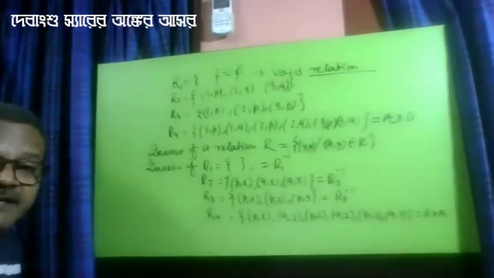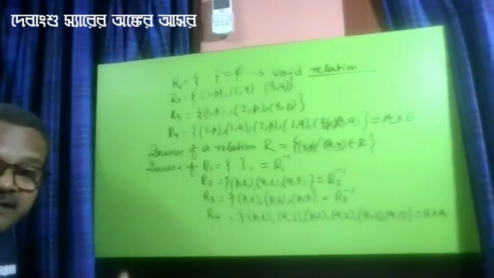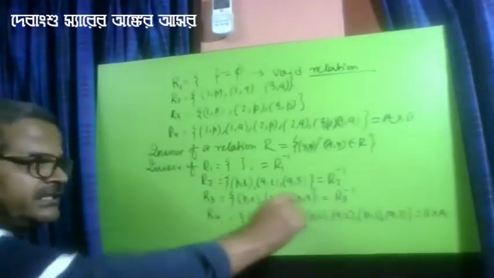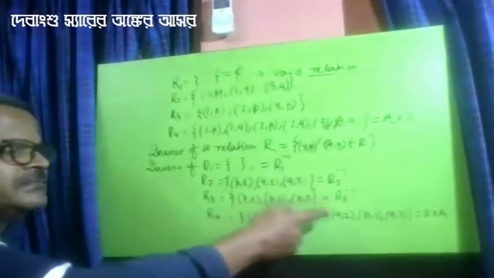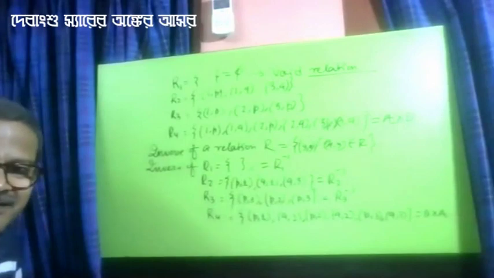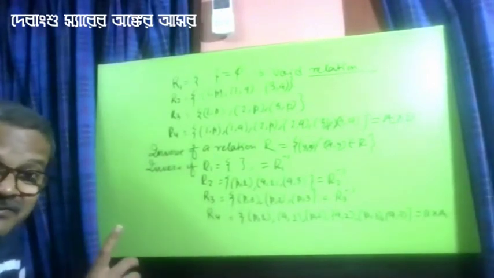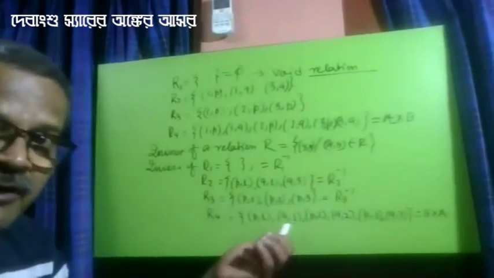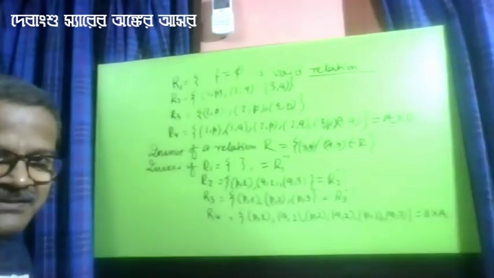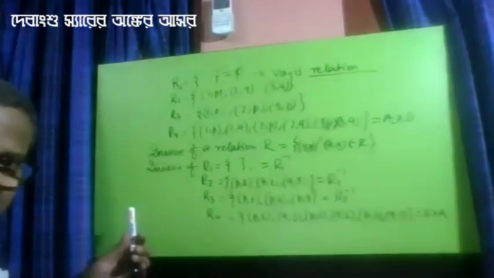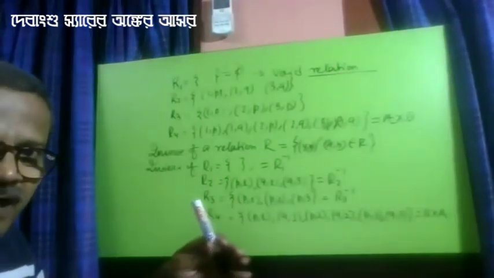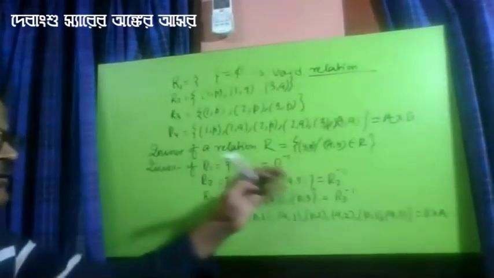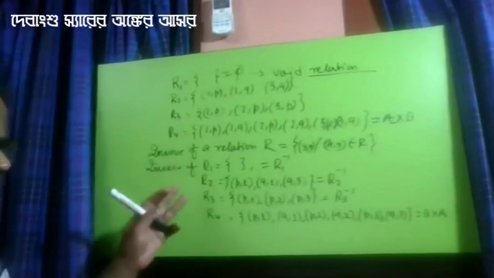Next, after finding the inverse, if you observe, what is the domain of R inverse, R3 inverse? It is nothing but the range of R. R3. What was the range in place of R3? That is the domain of R3 inverse. Domain of R becomes range of R inverse, and range of R becomes domain of R inverse. That you can easily understand.